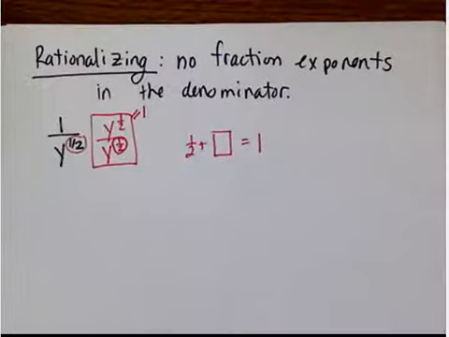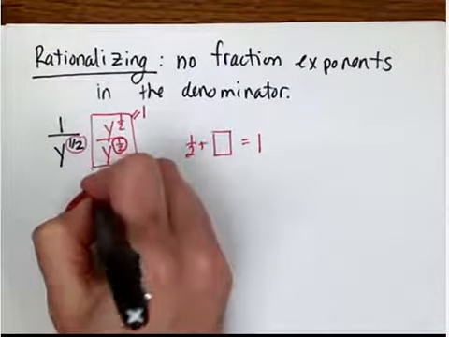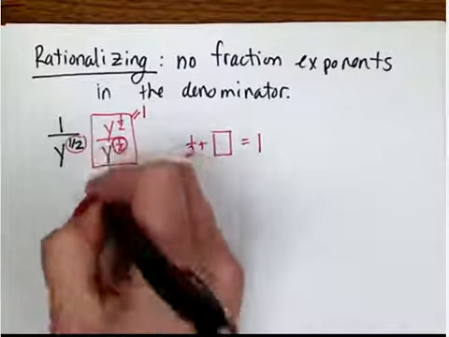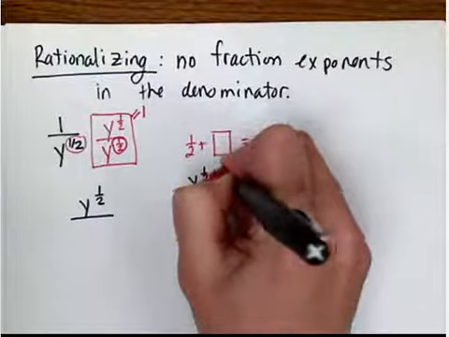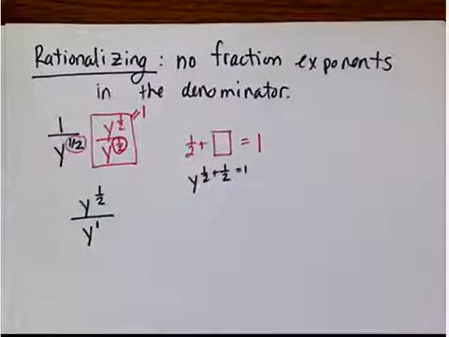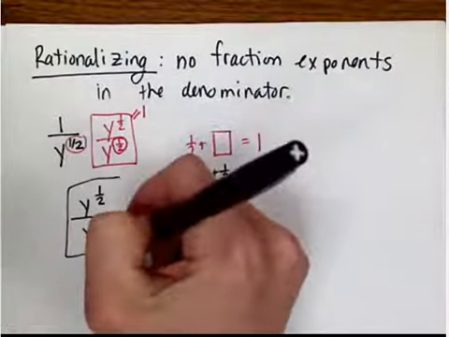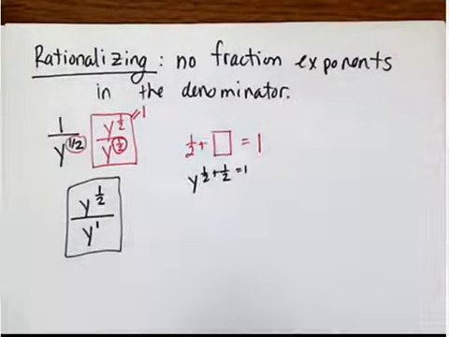And so in order for this to be equivalent, we have to do the same thing on the top and the bottom. Okay, so now we're going to multiply. So I get y to the 1/2 in the numerator, and I get y to the 1/2 plus 1/2, y to the first. This is rationalized. No fraction exponents in the denominator.